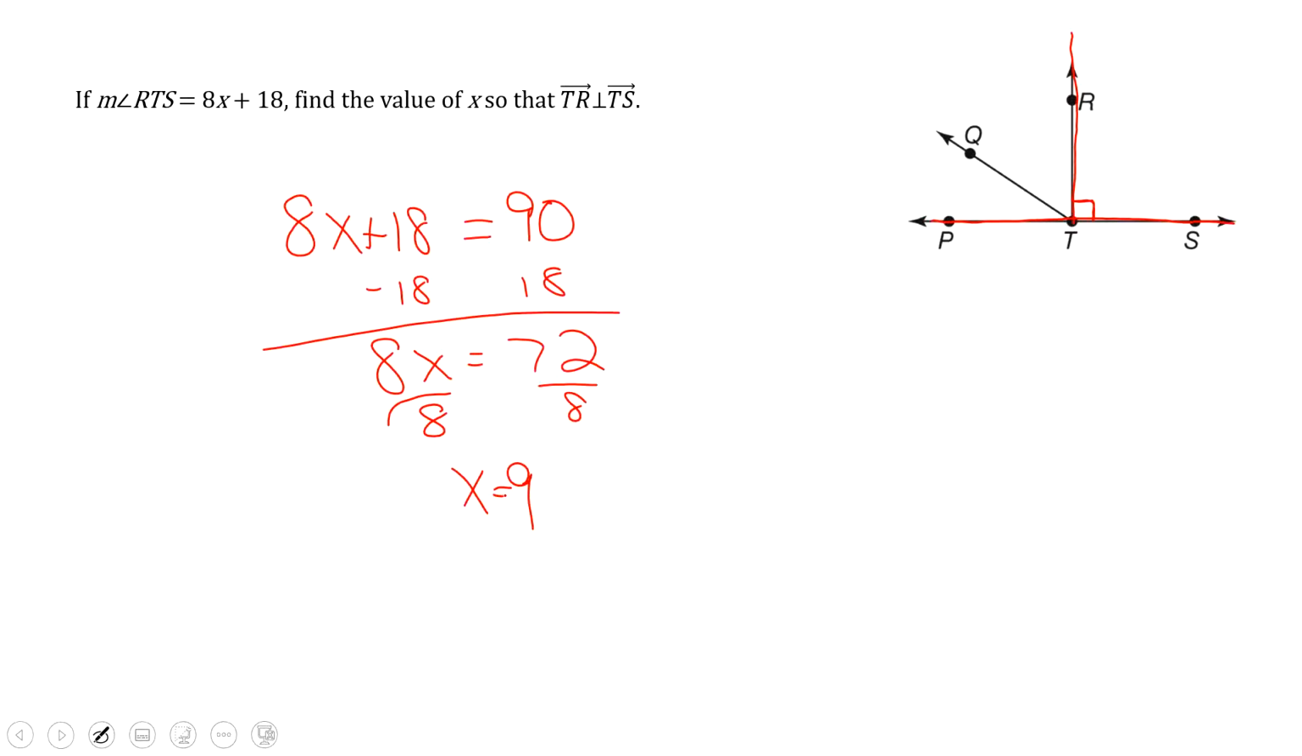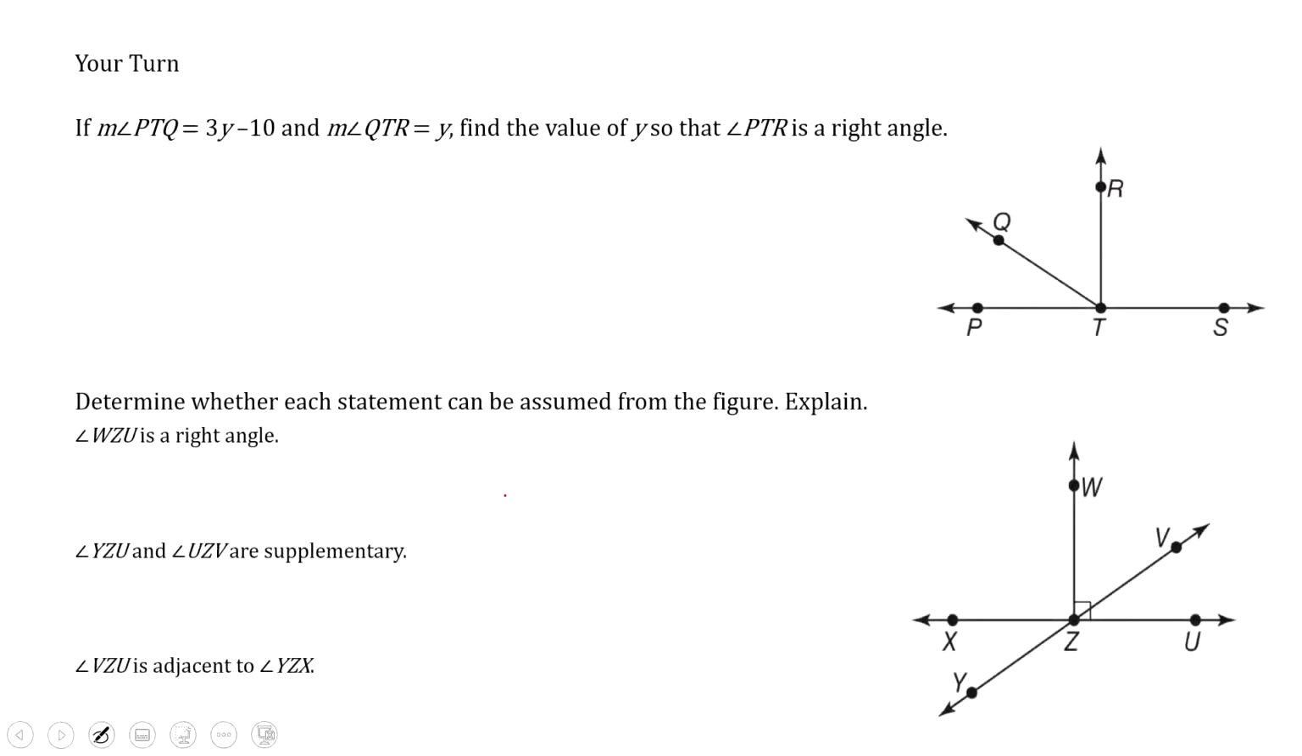There'll be a lot of work we do of setting angles equal to 90 and 180 degrees to solve for x values. All right, so here are two examples for you to try. The first one is figuring out a value to make them perpendicular. The second one is some things I just want you trying to figure out. Can you assume from the example what they're asking?